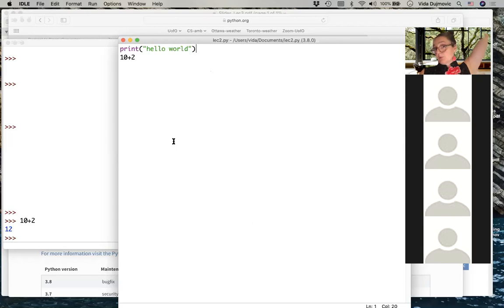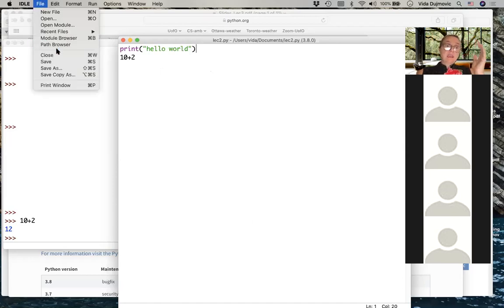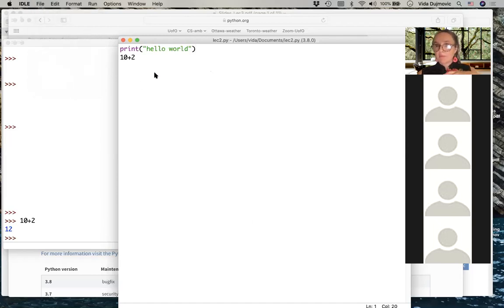So this is a Python program. And I saved it, but you're not going to see me going to File, Save, because I know the key combination, so you should do it too, because you have to be saving all the time. In my case, it's Command S to save. Probably it's Control S if you have Windows. All right, so this is a saved program.